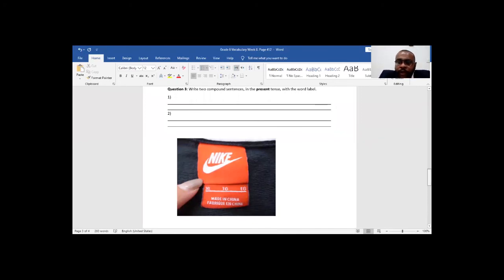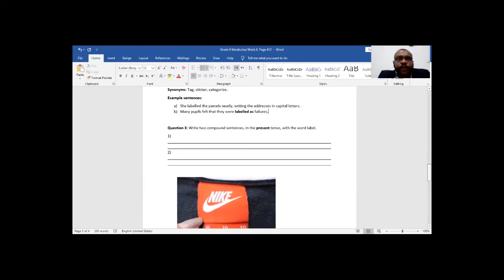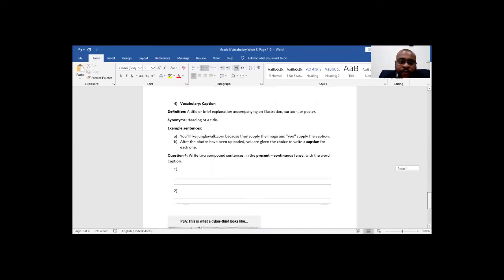I also want you here to write 2 compound sentences, but this time I want you to write them in the present tense, right? So you see we're using all different tenses, past tense, future tense, present tense. The next word, I'm going to ask you to write it in the present continuous, and that word is caption. When you think of a caption, I want you to think of a newspaper or a magazine, because a caption is a title or a brief explanation that comes with an illustration, a picture or a drawing, right?